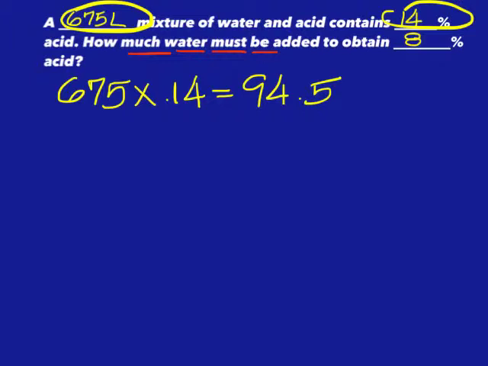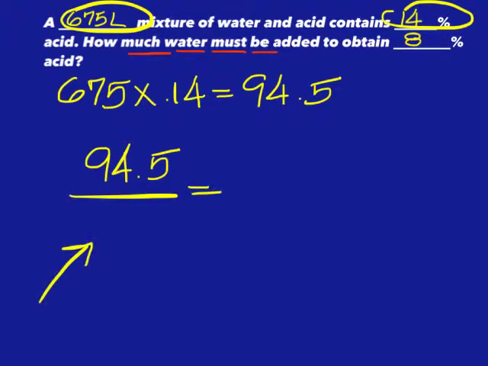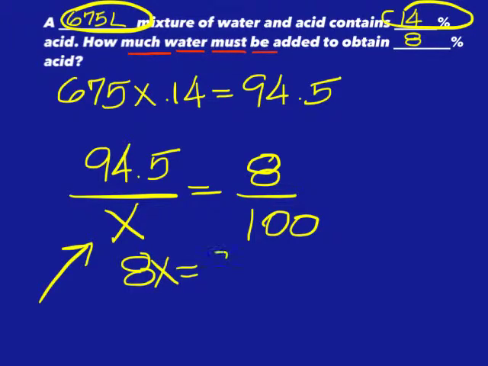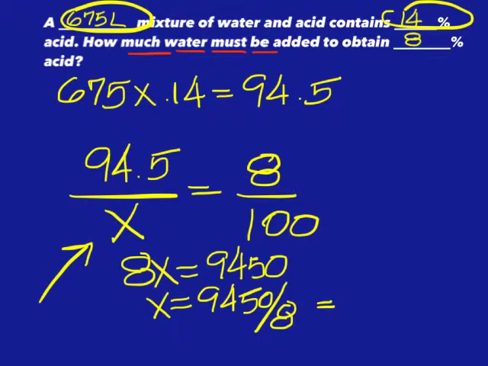Alright, we have to find the new total, because the amount of acid, 94.5, over the new total after the water is added will give us 8%. Since we don't know this new total, we make it x, and then we cross multiply to get 8x equals 9450. Divide 9450 by 8 and come up with an answer of 1181.25.